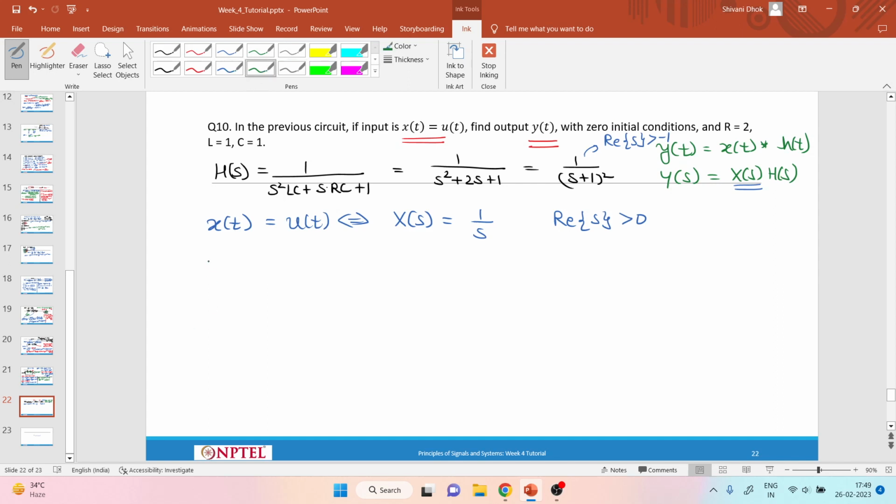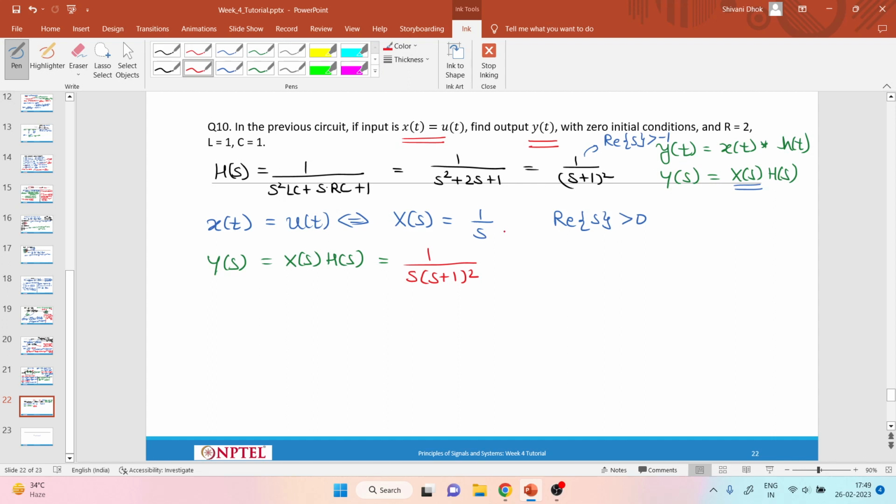Now this y of s is simply x of s multiplied by h of s. My x of s is 1 by s and my h of s is 1 upon (s plus 1) square. So this is simply 1 upon s into (s plus 1) square, and now we need to find its inverse Laplace transform.